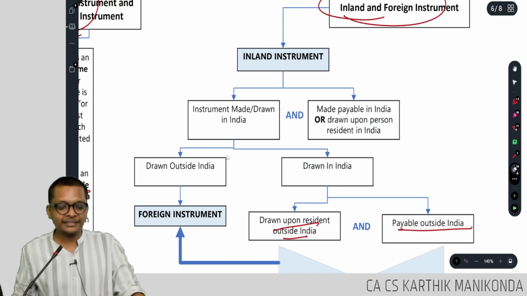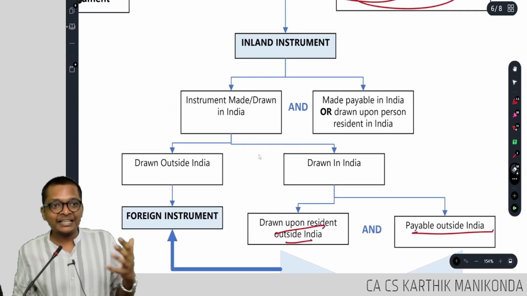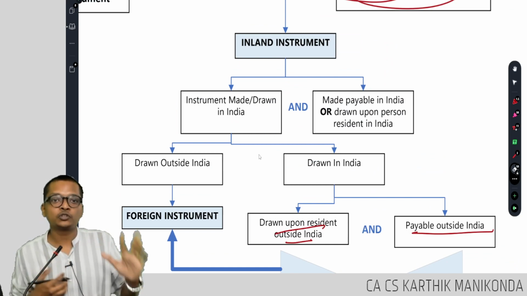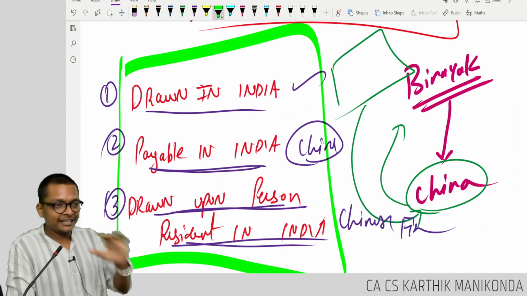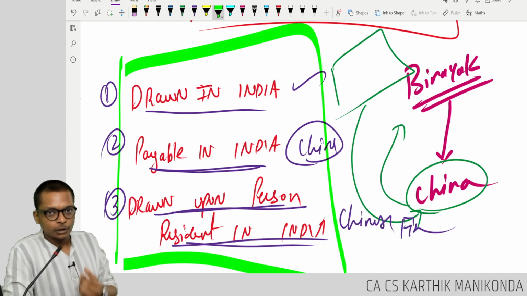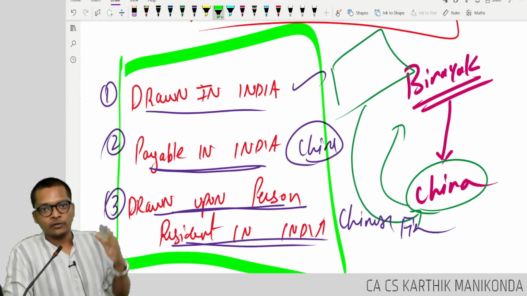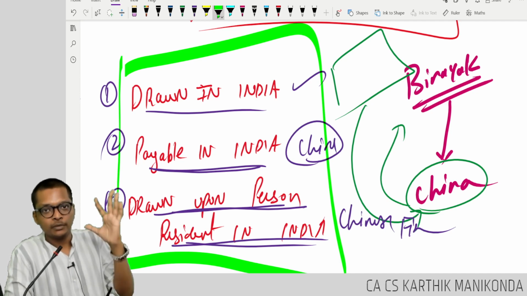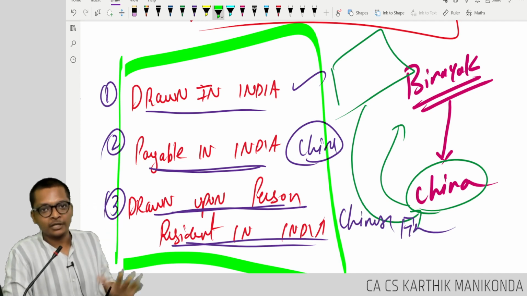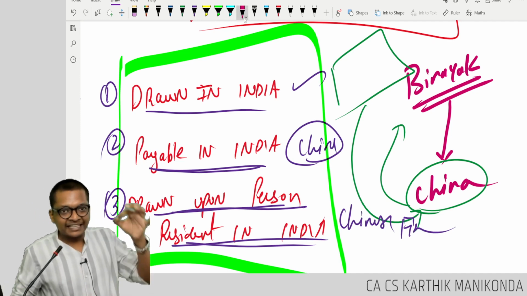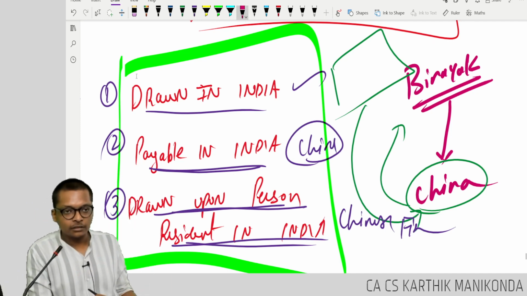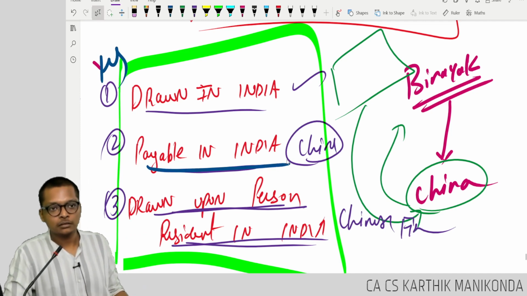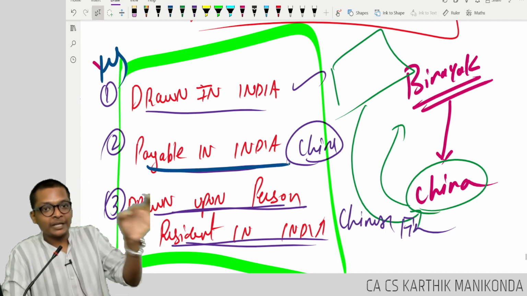For example, let's say Sunil Narayan won man of the series. He got a check. Inland or foreign instrument? You tell me, guys. Sunil Narayan, Kolkata won the IPL. Sunil Narayan got a check for 1 crore for man of the series. The check is given by BCCI to him. Is this an inland or foreign instrument? You have to see. Now, the check given to Sunil Narayan, is it drawn in India? Yes. Is it payable in India? Depends where he is going to deposit the check.